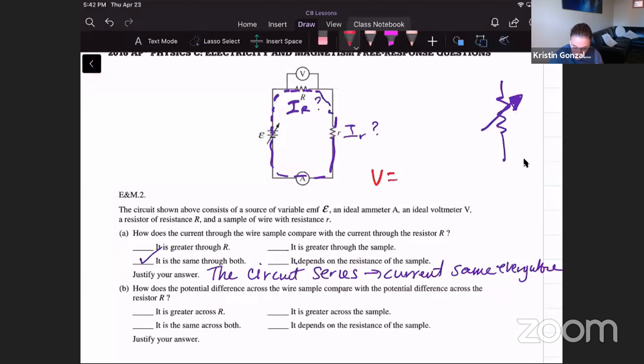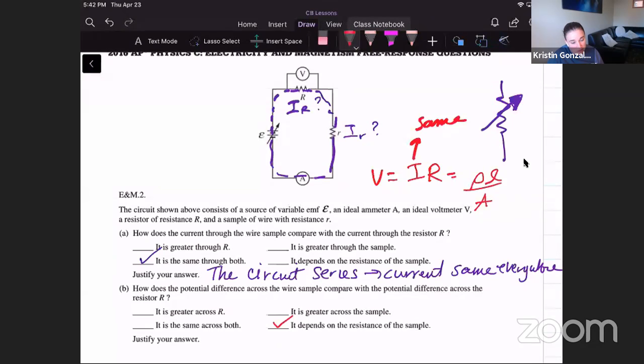Well, if we're using Ohm's law and we want to know the potential difference across either one of those, and the current is the same, then what does the voltage drop depend on? It depends on the resistance, which depends on the resistivity.